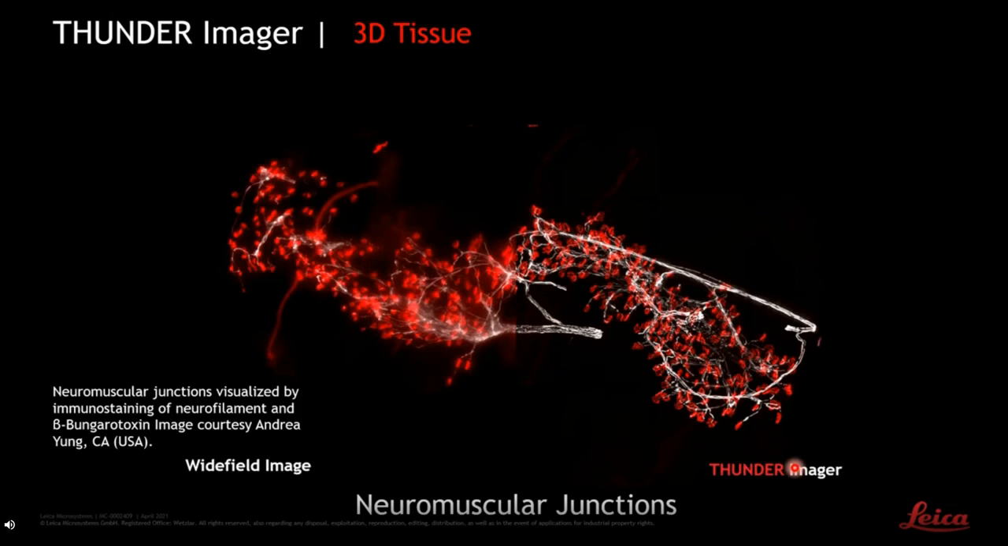Here is an image of a neuromuscular junction, immunostained for neurofilament and beta-bungarotoxin. The left-hand side of the image is the widefield fluorescent image, and the image on the right-hand side is the image after Thunder.